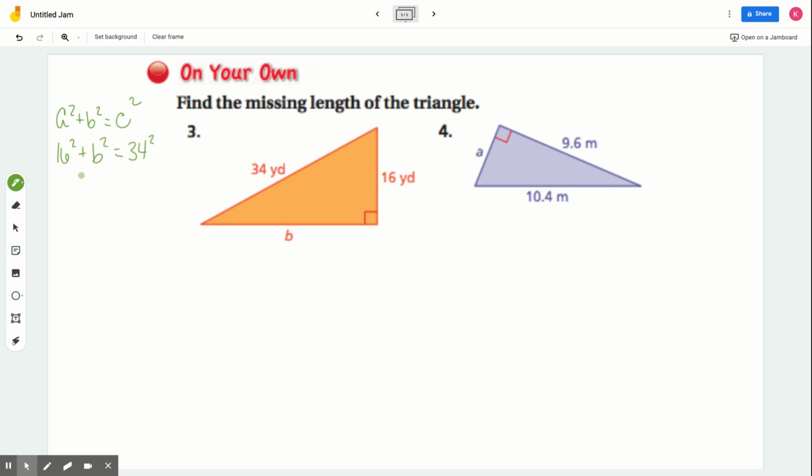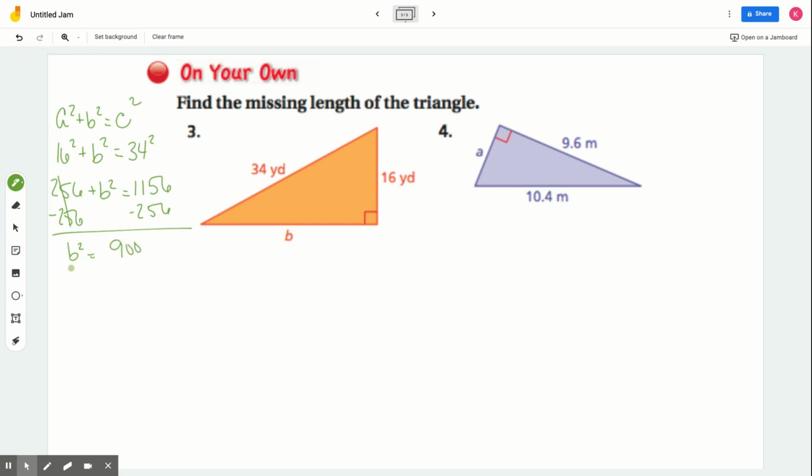So 16 squared is 256 plus b squared equals 34 squared, which is 1,156. Now, when we need to solve for b squared here, we can use our inverse operations to solve for the variable. So the opposite of positive 256 is to subtract 256. Here we're left with b squared equals 900.